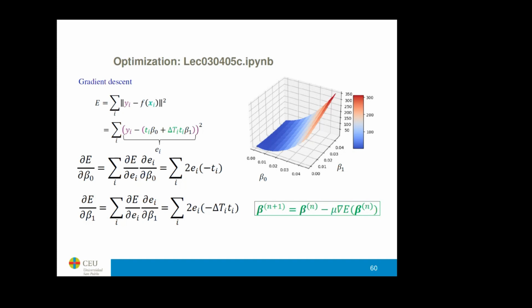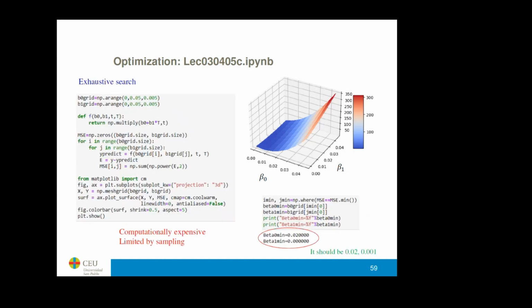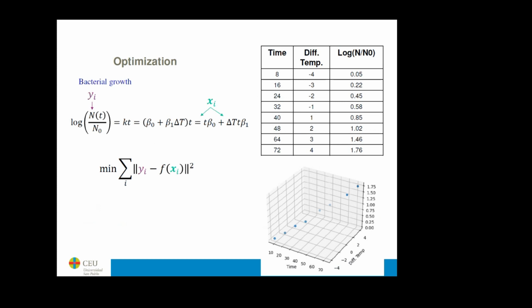So I can compute the derivative of E with respect to beta 0. This is a sum of things, so it will be the sum of the derivatives. It will be the derivative of E with respect to this particular error. So I have this table here. For every entry in the table, I'm committing an error.